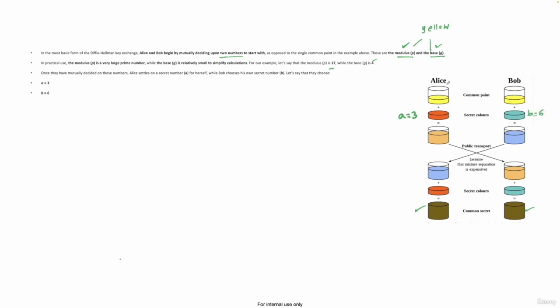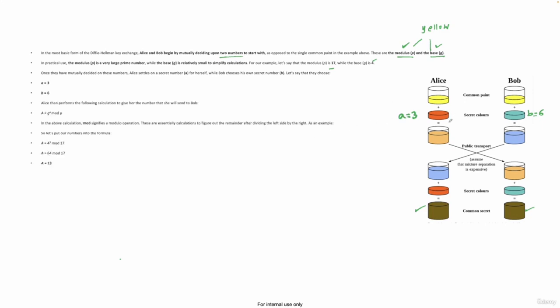So we said this yellow color corresponds to modulus P and base G. The value for modulus P is 17, base G is 4. Now Alice chooses a secret color orange, and that value is A equals 3, and Bob chooses his own number, the value is B equals 6. These are secret or private to Alice and Bob, right?